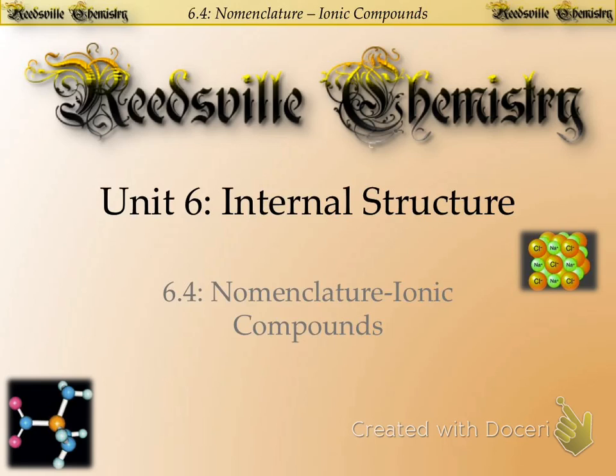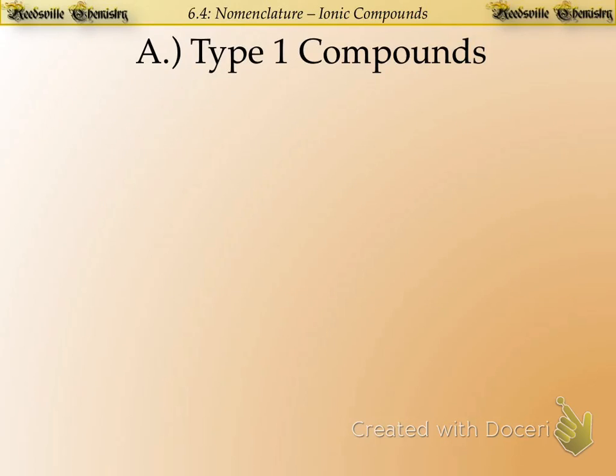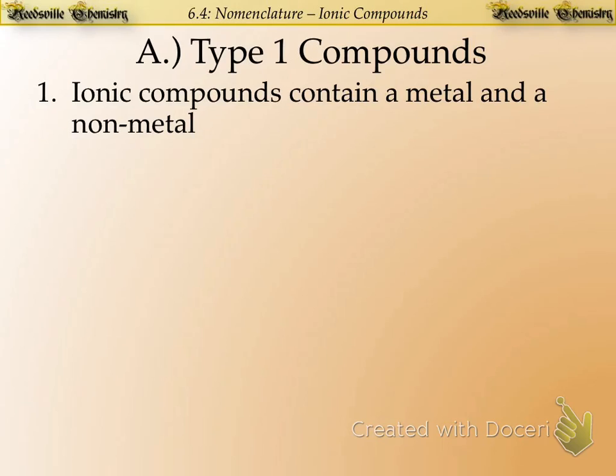There you go. So we're going to focus on the nomenclature for ionic compounds today. And we really have two different types of compounds that we're going to investigate. The first we'll call type 1 compounds. Remember, ionic compounds contain both a metal and a nonmetal. They're very strongly held together. They have high melting points traditionally. So we're going to focus on these ionic compounds that are called type 1 compounds.